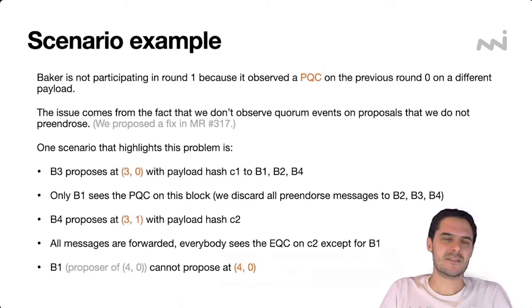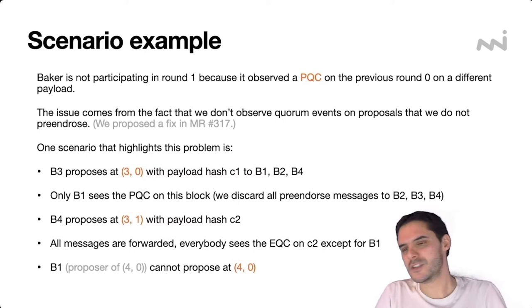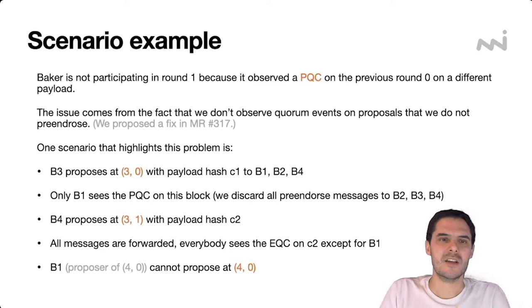In this case, this is a scenario of a baker which is not participating in round one because it observed a PQC, which stands for pre-endorsement quorum certificate, on the previous round zero, but on a different payload. The issue comes from the fact that we don't observe quorum events on proposals that we do not pre-endorse.